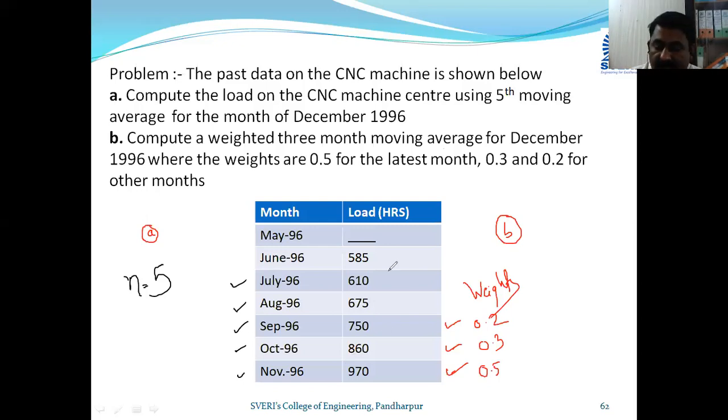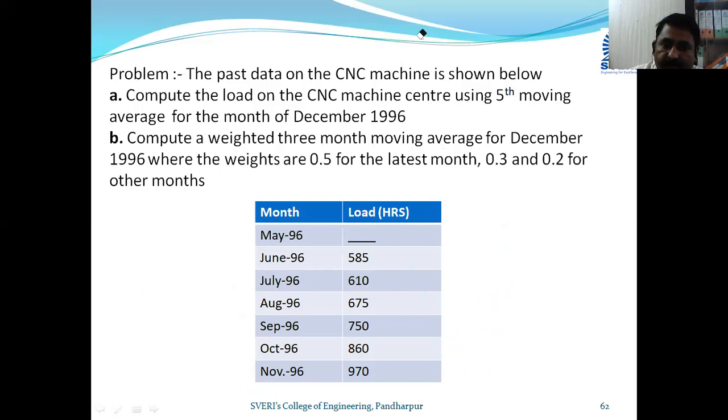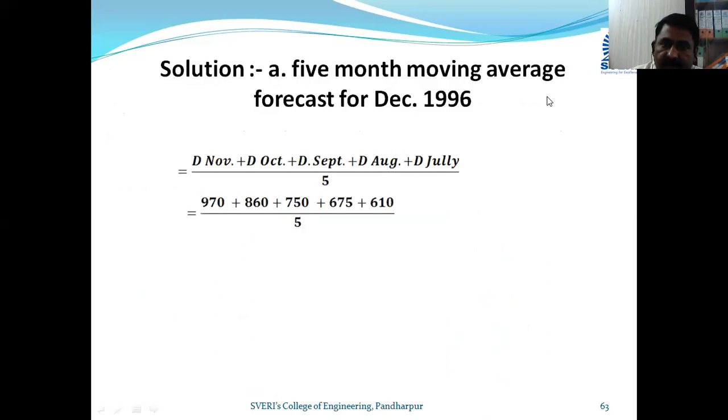Okay, so you have taken down all the values. Let us proceed further. So we will solve these two things, whatever is asked. So number 1 is the 5-month average forecast for December.